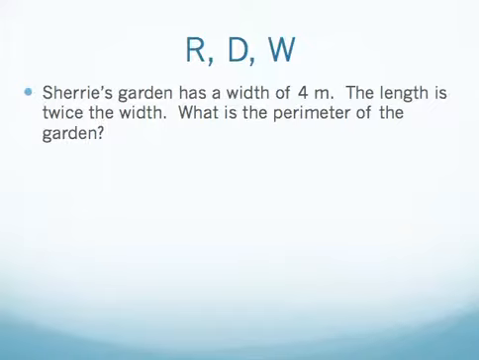So let's talk about what this looks like in a word problem. I have a word problem and I'm going to use the RDW strategy. It says, Sherry's garden has a width of 4 meters. The length is twice the width. What is the perimeter of the garden? So when I read, which I just did, I also have to think, what does it say? What do I know and what am I looking for?